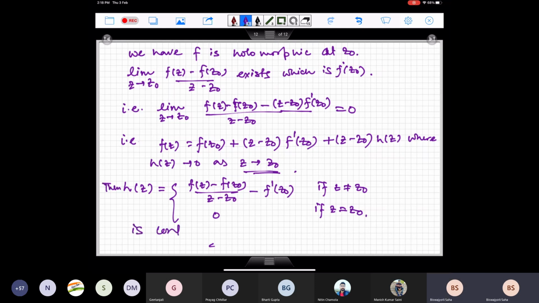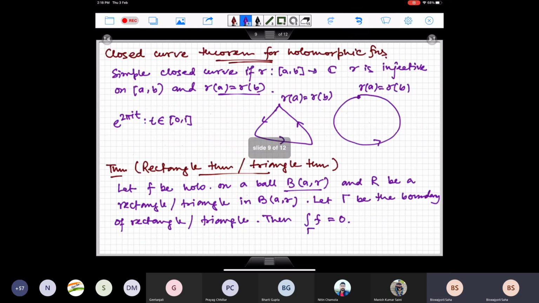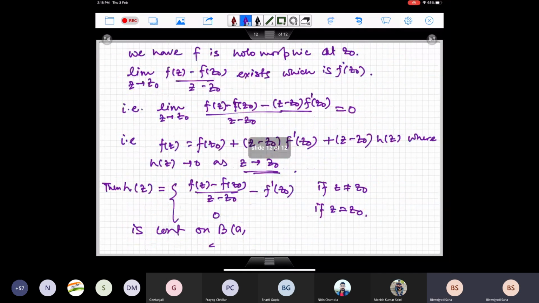It is continuous on the closed ball, whatever, what was R? It was R or delta? Yeah, the closed ball of radius R. Fine. Do you agree to this? Then this is a continuous function. Tell me yes, no, something.